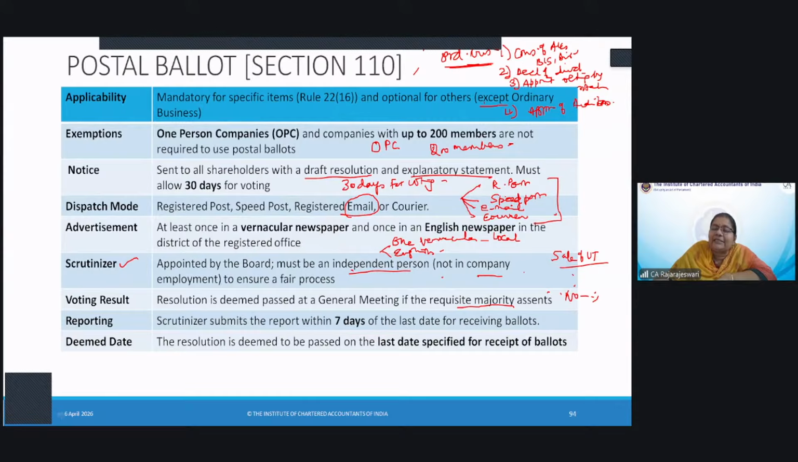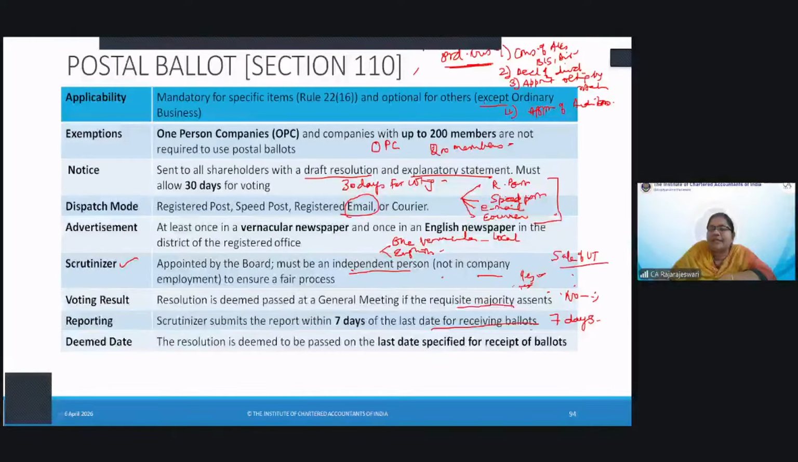Suppose the majority says yes, then they can sell the undertaking. So there it will be passed as a special resolution. Or the special majority is there, then you can pass that as a resolution for the sale of the undertaking. Then after receiving the ballot, postal ballot, that is the ballot means the paper, the scrutinizer should have to give the report within 7 days.